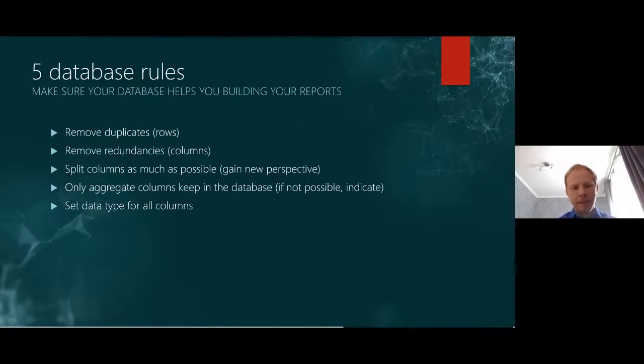Then the next rule that I look for is something that's maybe not that easy to understand at the very beginning, but actually it helps you a lot, especially if you're building these databases for somebody else to use at a later stage. So what I do is I only use aggregate columns in my database. For example, if I had profit margin in my database, I would actually remove that.